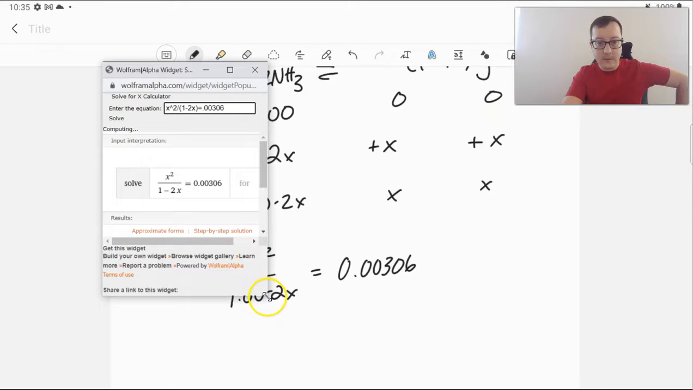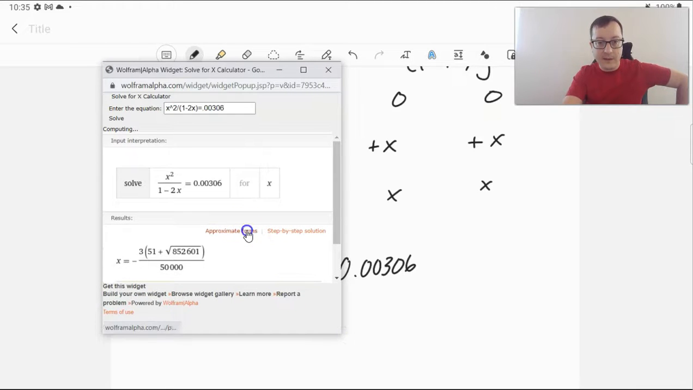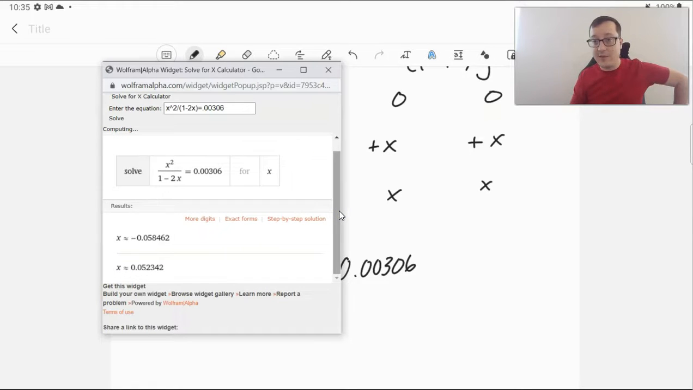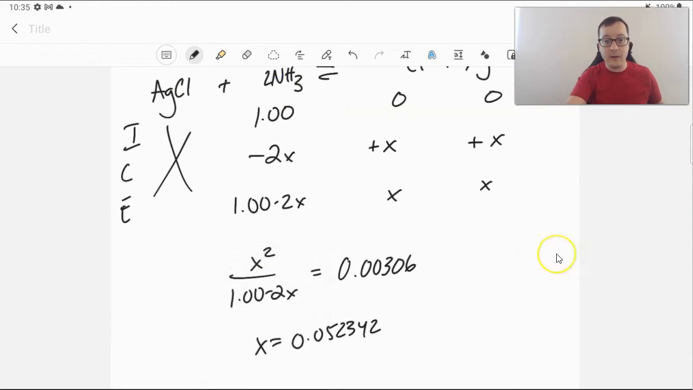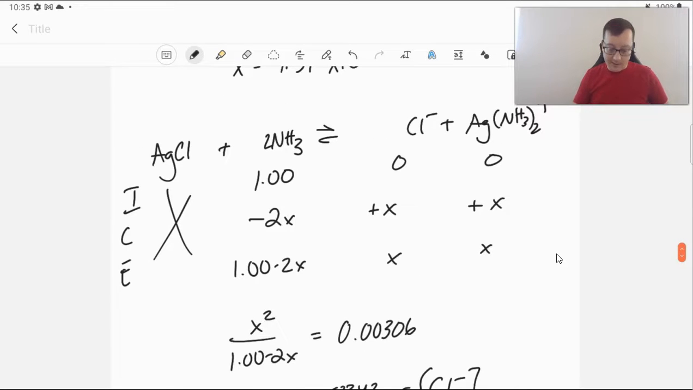Here it is. A little too small to see. Let's get the approximate forms. Again, here we can't have a negative number, so we'll choose the positive one. So x is 0.052342. That would be our concentration of chloride, right? According to this ICE table, it is just x.